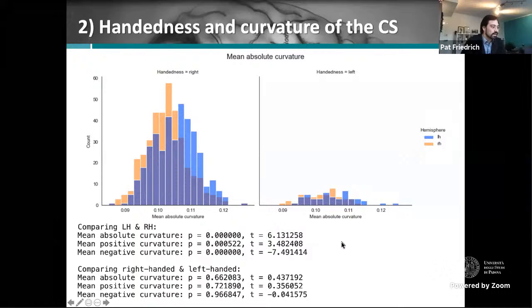When we look at some statistical analysis, we first focus on comparing right and left-handers. You see, regardless of the metric we're using, whether it's the absolute, positive or negative curvature, there are no significant differences between left and right-handers. But there are significant differences between the left and right hemisphere, so the curvature differs between the two hemispheres.